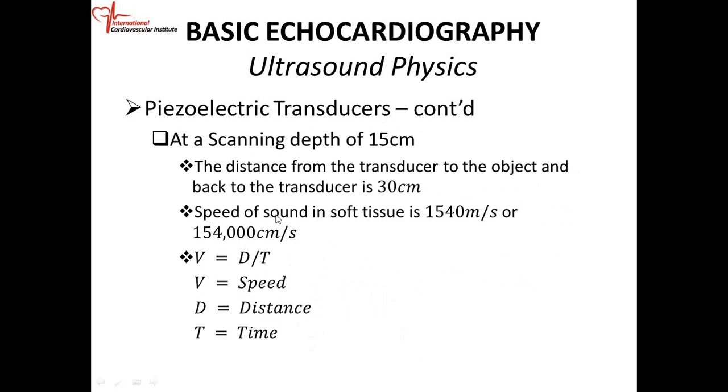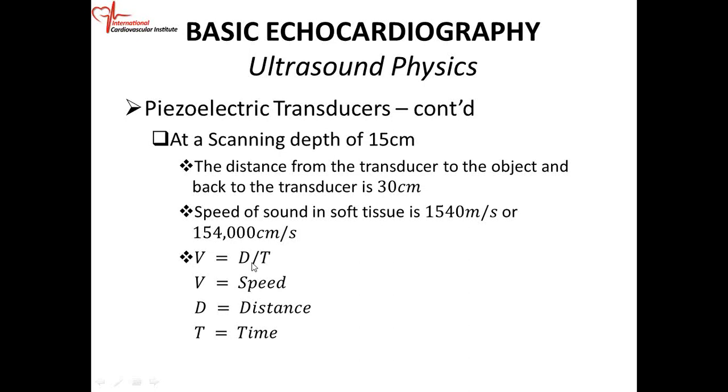We know that the speed of sound in soft tissue is 1540 meters per second. Okay? If we want to convert everything to similar units, then 1540 meters per second, if you multiply it by 100, gives 154,000 centimeters per second. So we know that velocity is equal to distance traveled over time, or speed is equal to distance over time.